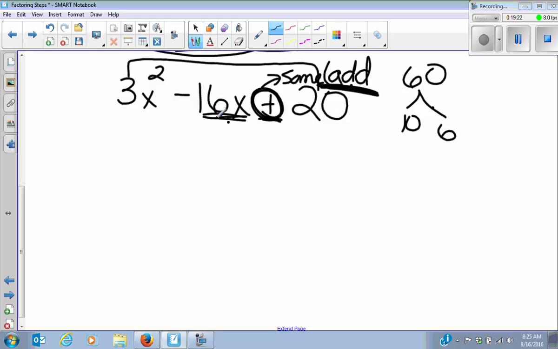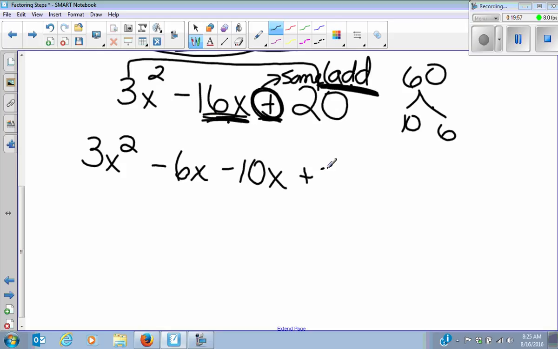Are you with me on the whys? Again, I'm going to rewrite this: 3x squared. Now, just like some of you have said, the value of this 16 is negative. So when I rewrite it using my 10 and my 6, I still need them to get me to a negative 16. The way that's going to be possible is a negative 6x and a negative 10x, because when I combine those, that still gets me to that negative 16. And then at the end, I'm still going to have plus 20.